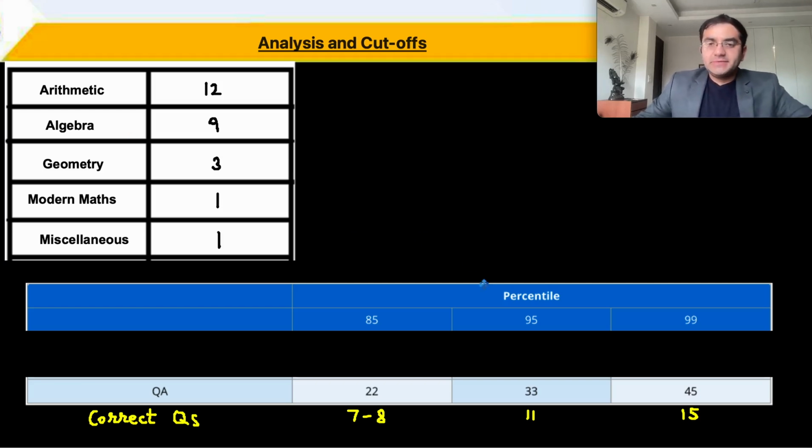When we check the estimated percentiles, for the cutoff percentile you needed to get around 22 marks. That was 7 to 8 correct questions, 3 marks per question. 95 percentile was 11 correct questions, and top-level scoring, 99 percentile, was 15 correct questions out of 26. So let us check, without much difficulty, which were the fairly easy or slightly more than easy questions that you could have done.